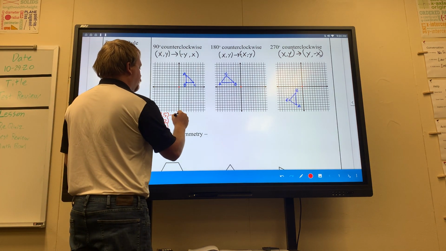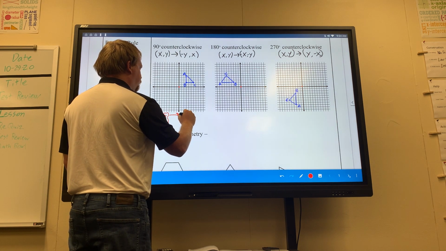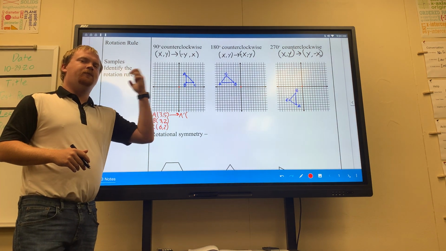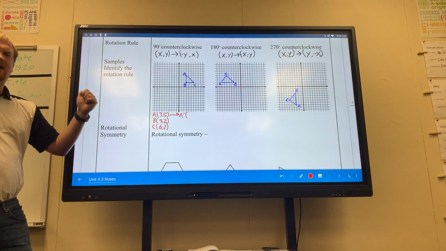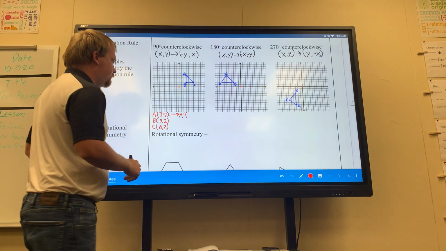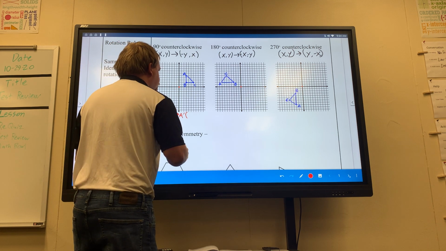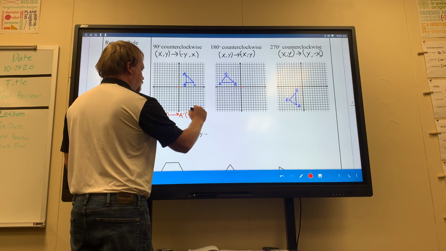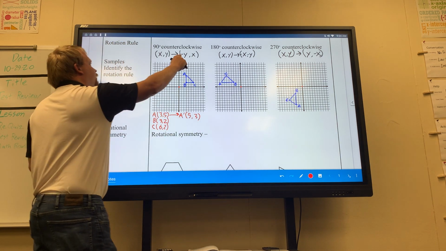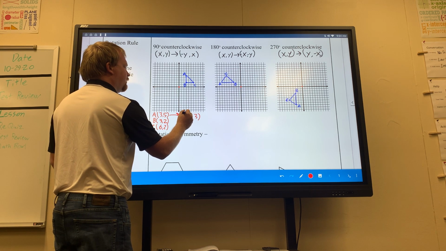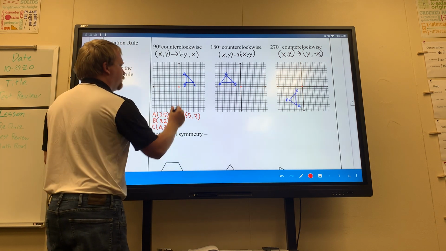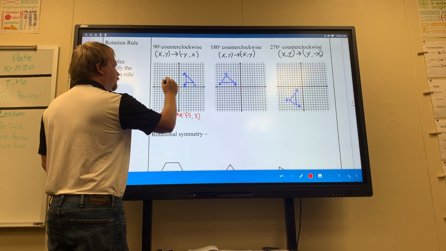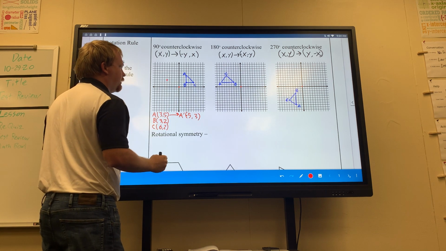Now, what I want to do for point A, for my image A, actually, because remember, pre-image is before the transformation, image is after the transformation. So, basically I switch the values. But notice that I changed my sign right here. So my new point is going to be negative 5, 3. 1, 2, 3, 4, 5. 1, 2, 3. So that's point A.